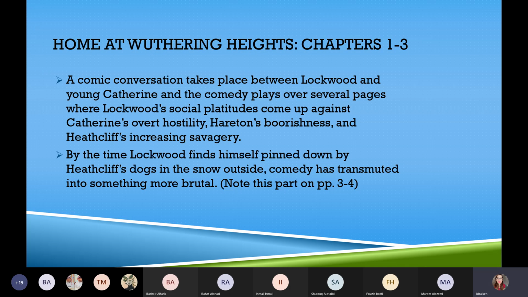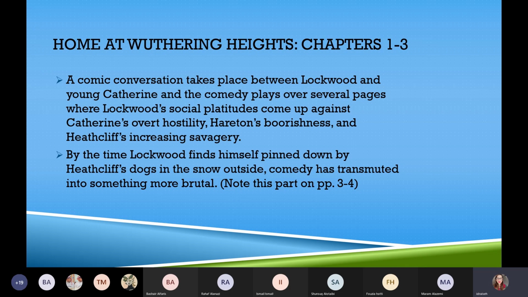The conversation between Lockwood and young Kathy is kind of comical, and it goes on for several pages, where Lockwood's social platitudes come up against Kathy's overt hostility. Young Kathy is really hostile toward him. He says, "Can I have some tea?" And she's like, "Did I invite you over for tea?" And he's like, "Oh, I don't know what to say." So yeah, unwelcoming and really hostile.